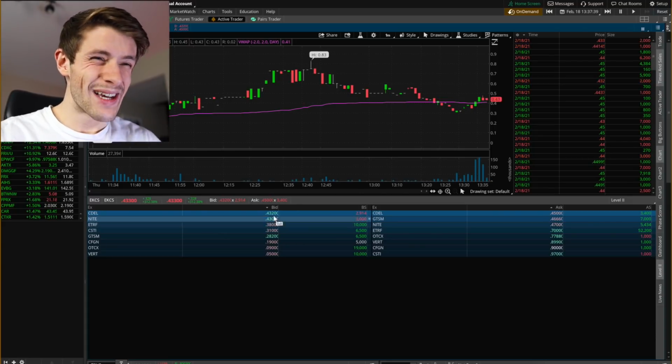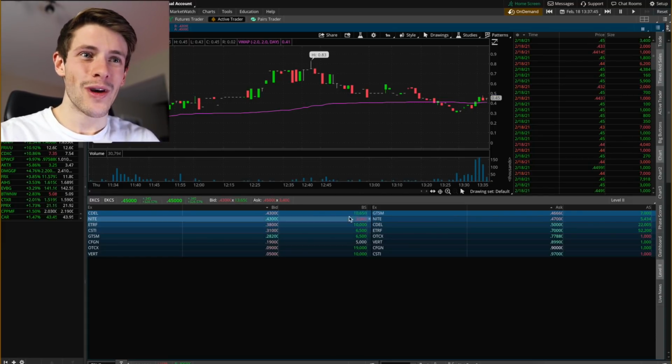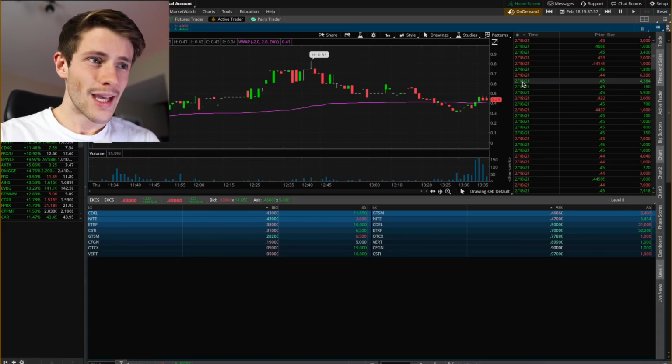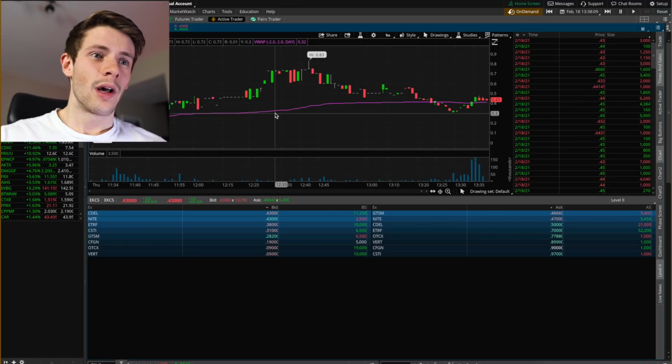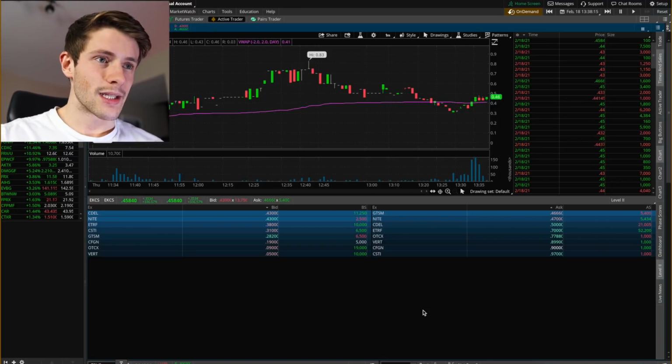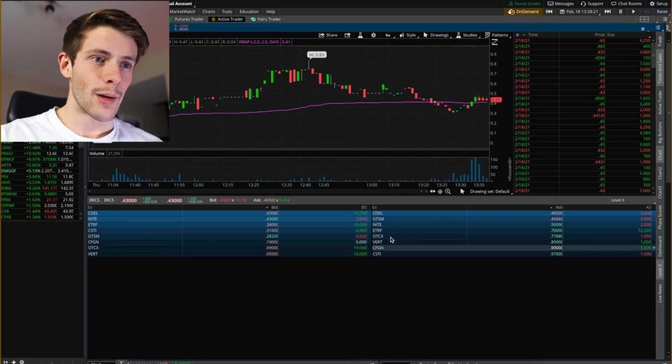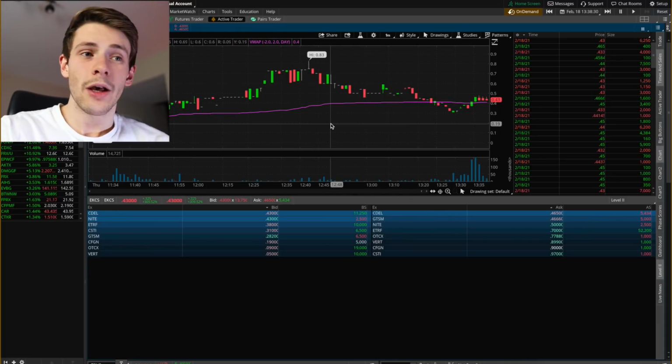So learn to read the level 2s, guys. Learn to read the level 2 in combination with the time and sales, in combination with the chart overall. It's very helpful. And again, this line that I have here is VWAP. I wish Fidelity had VWAP on their charts. They only have it in the watch list, so you can't see the line. You can only see just a number on the watch list. But it's still helpful to have.